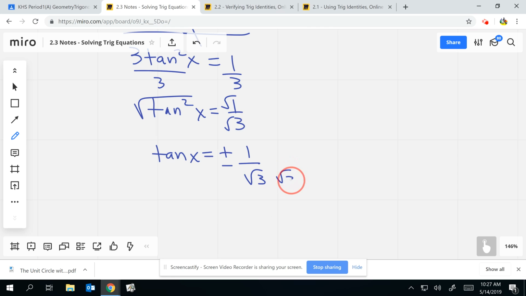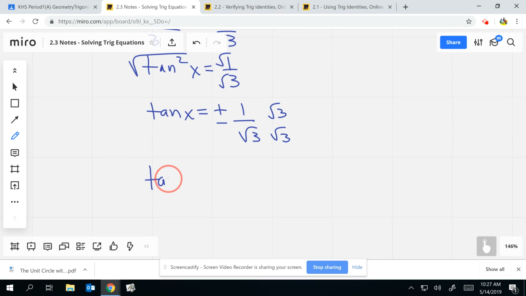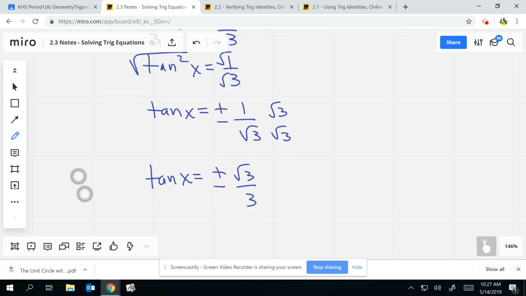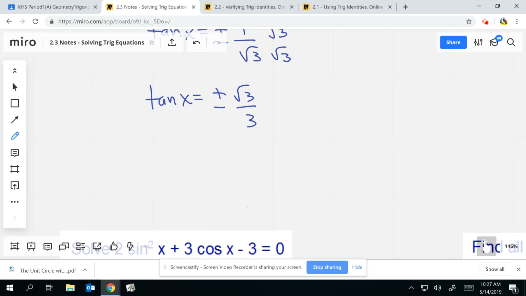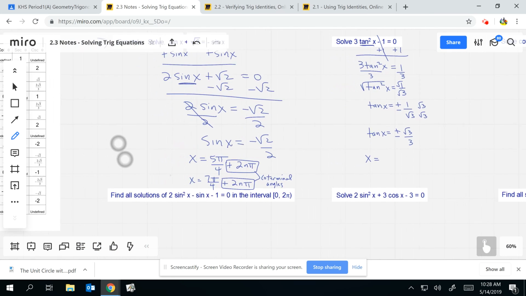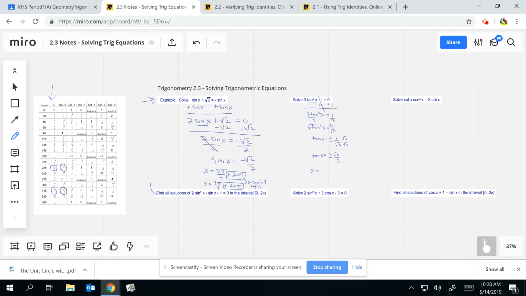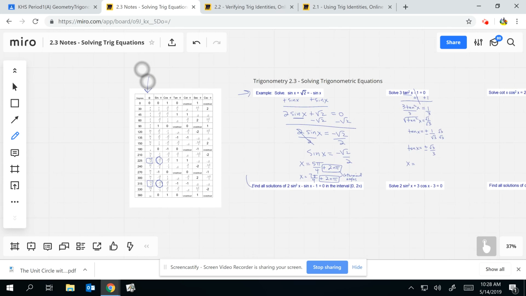Now we need to get rid of this radical 3 on the bottom, because you can't keep the radical on the bottom. So you're going to get tangent of x equals plus or minus radical 3 over 3. So we need to find, in our tangent column on our chart, where tangent is going to be a positive or a negative radical 3 over 3. So if we go back to our chart, where is the tangent a positive or a negative radical 3 over 3?